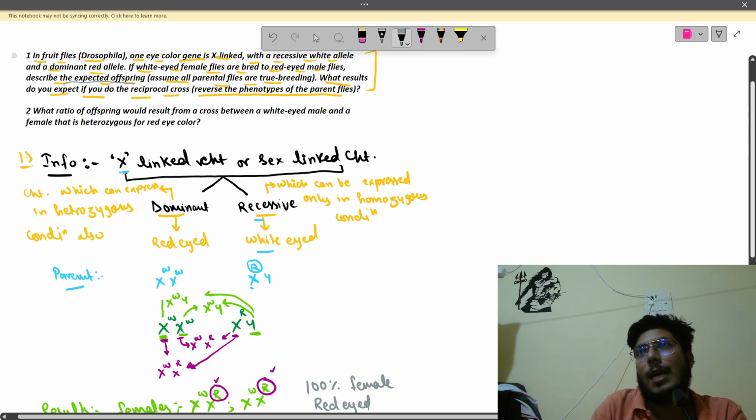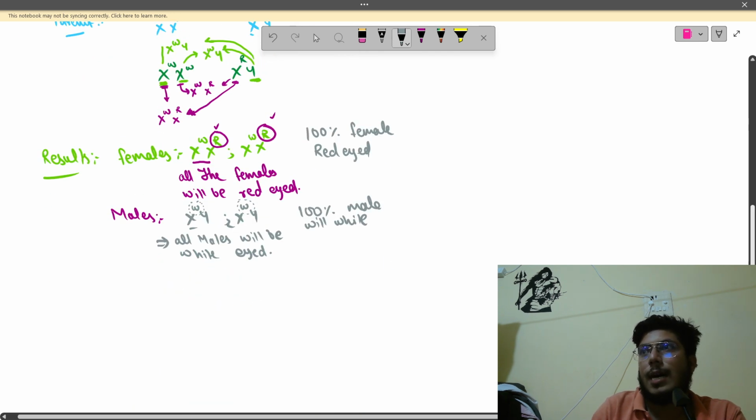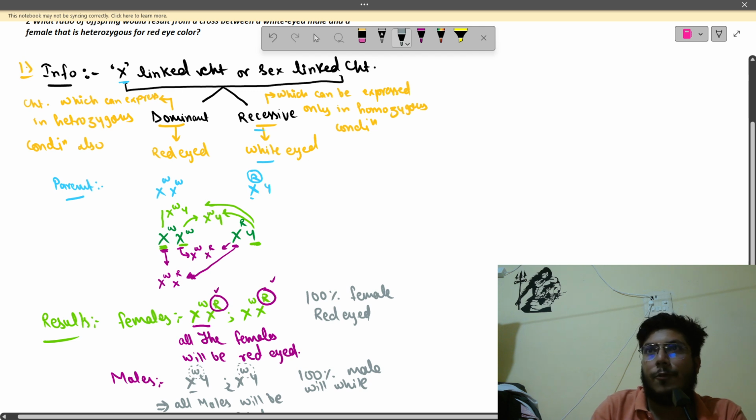Now, what does the second part say? What results do you expect if you do a reciprocal cross, reversing the phenotypes of the parents? So the question is asking that we have to reverse the phenotype of the parents. We are going to solve it on the same page.